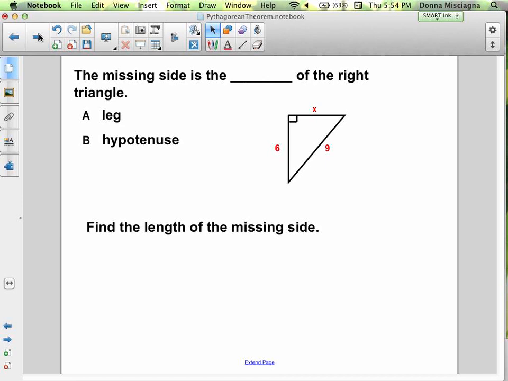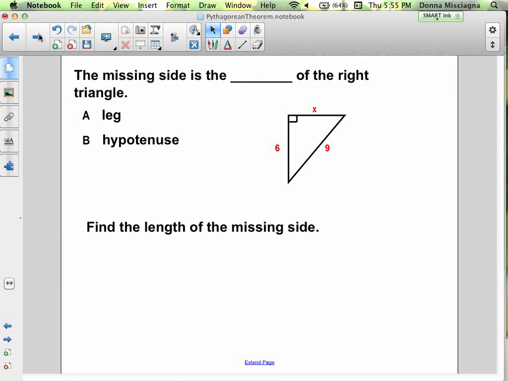All right, so here we're going to solve. And so this one is not in your notes. Just follow along with me. The missing side is the blank of the right triangle. Are we missing a leg or are we missing the hypotenuse? Which one do you think it is?